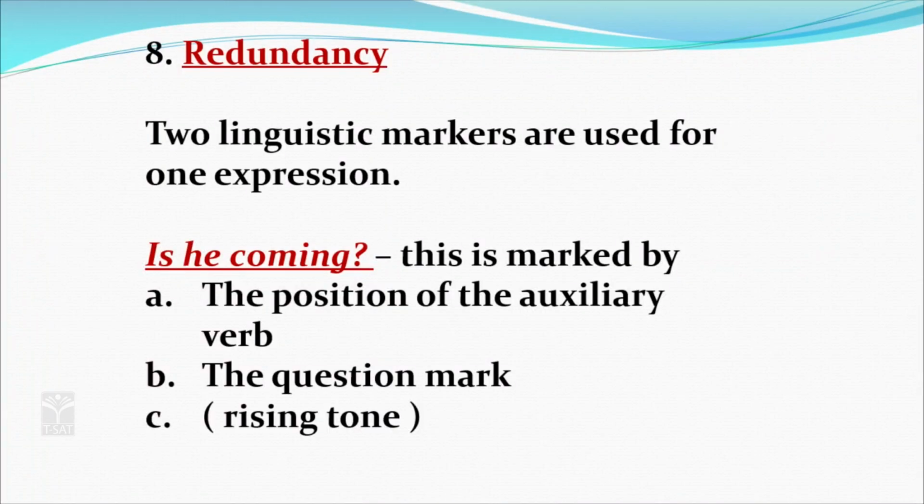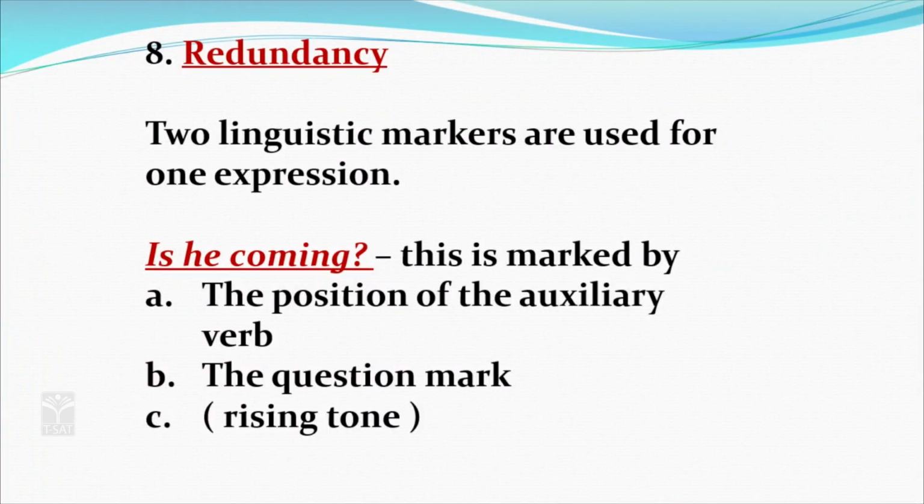Sometimes one word may refer to more than one thing. For example, you can say mouse. Mouse can be an animal, at the same time mouse can be the computer peripheral. So language is arbitrary. And the other one is redundancy, which means two linguistic markers are used for one expression.